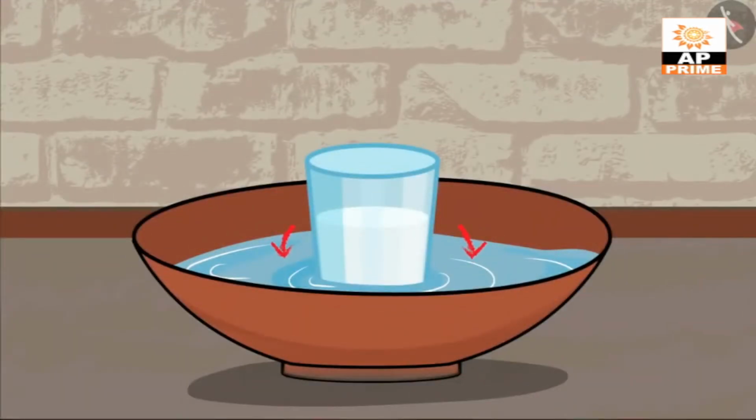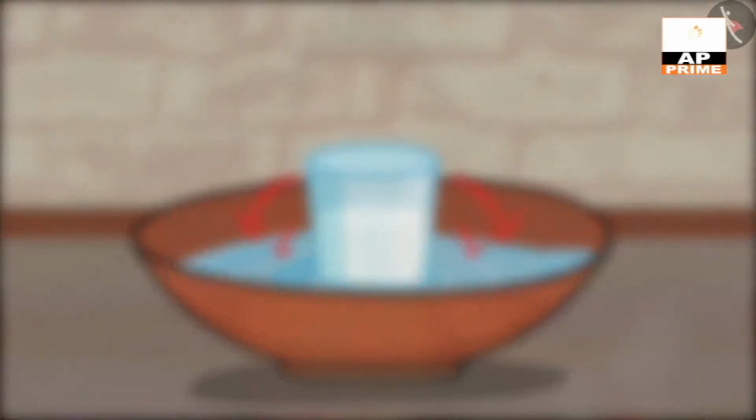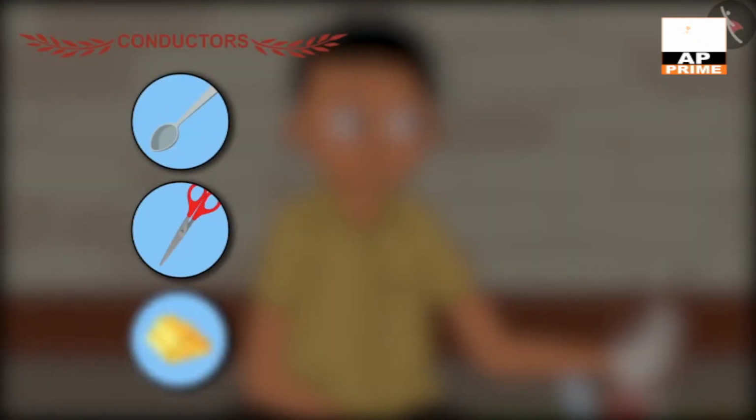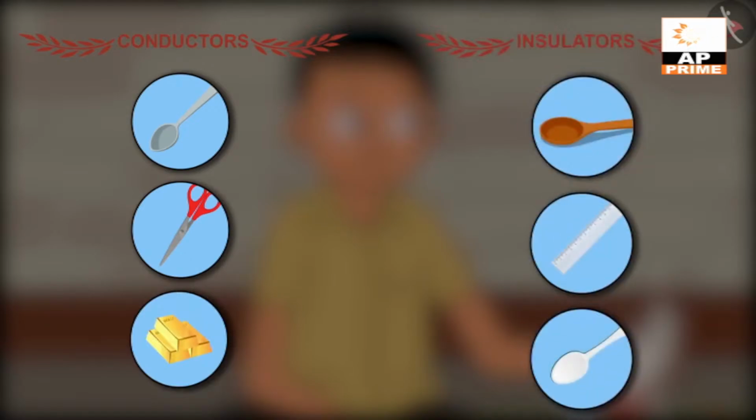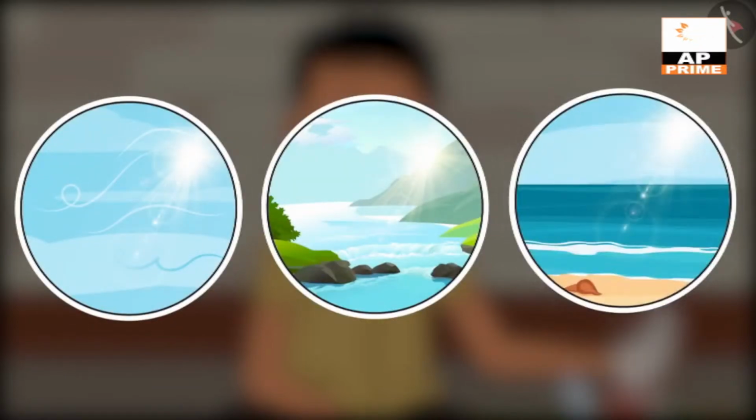Friends, we learned that heat is transferred from a hot to a cold object. The materials which let heat pass through them are known as conductors, and the materials which do not allow heat to pass through them are known as insulators. Ravi asked a question. What could be the answer to that? Are air and water conductors or insulators?